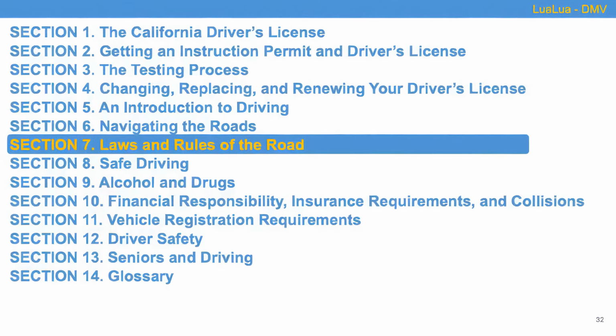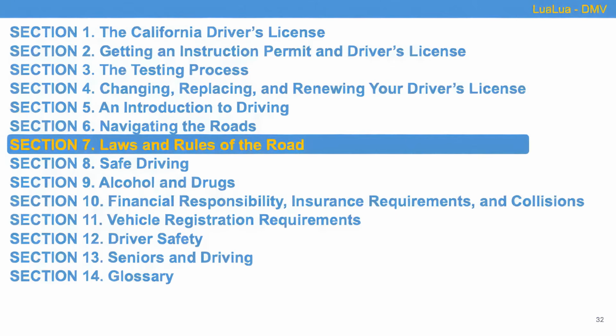Alleys. An alley is any road no wider than 25 feet that is used to access the rear or side entrances of buildings or properties. You may drive on or cross a sidewalk to enter or exit a driveway or alley. The speed limit in an alley is 15 miles per hour.